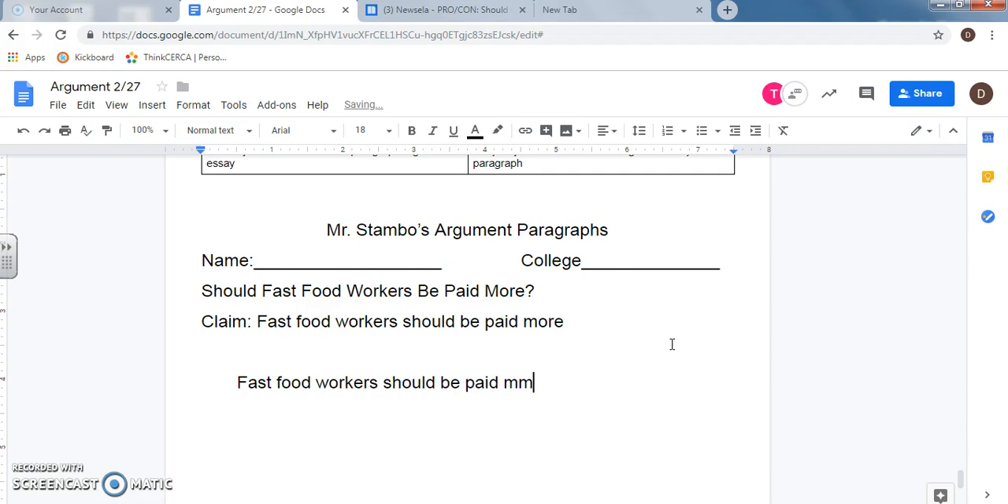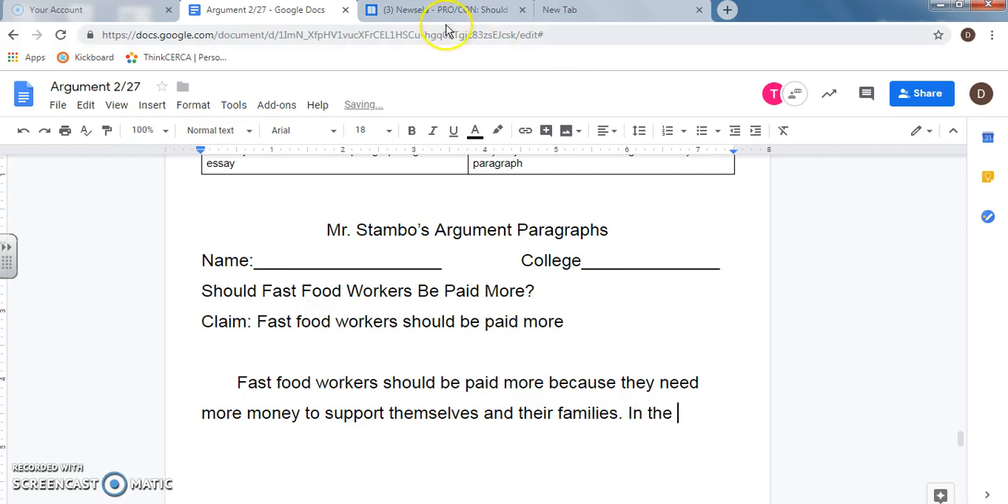Write this on your paper. Fast food workers should be paid more because they need more money to support themselves and their families. You can pause it if you need to, but I'm going to keep going.